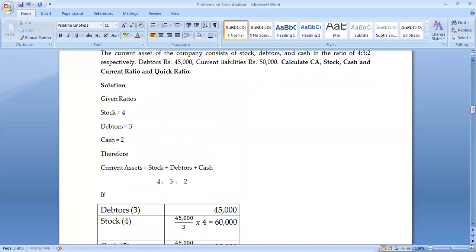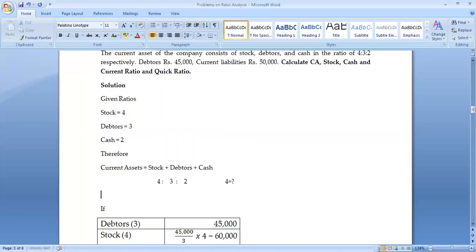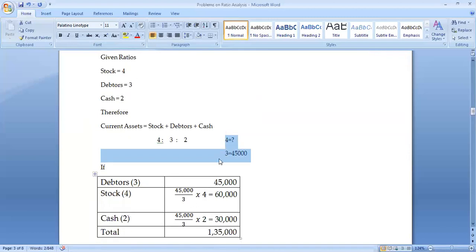There is a stock, you don't know. You have to find out. There is the debtors. What is the debtor? 3 goes for 45,000. Okay. Cross multiply 45,000 into 4 divided by 3. It gives you the stock, and in the same way calculate the cash. Okay. So you will get 60,000 and 30,000 as the stock and the cash.